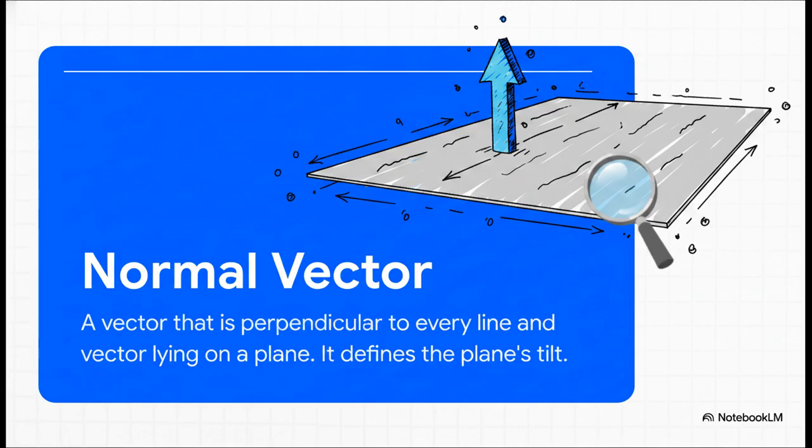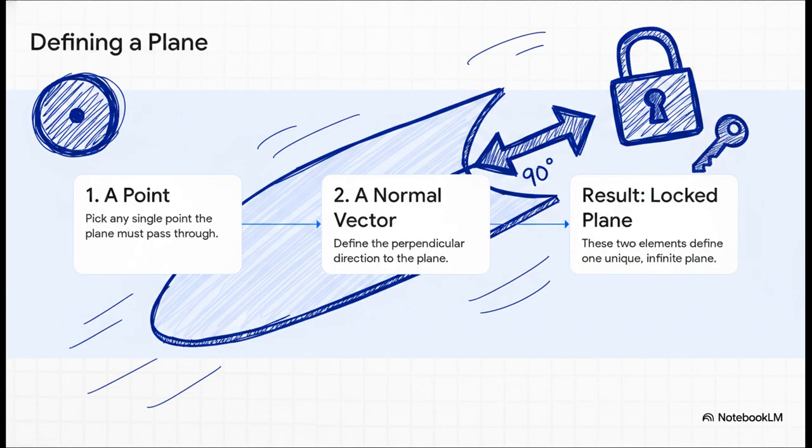It's incredibly powerful. So how do you actually lock a plane into position mathematically? How do you define it? It's surprisingly simple. You only need two things. First, pick any single point that the plane has to pass through. And second, define the direction of its normal vector. That's it. With just those two little pieces of information, you've defined one unique, infinite plane in the entire universe.